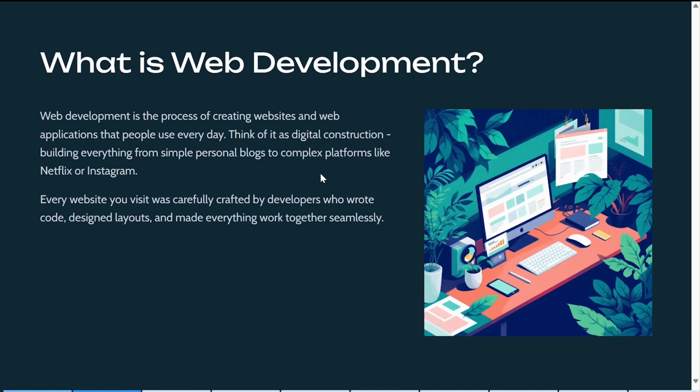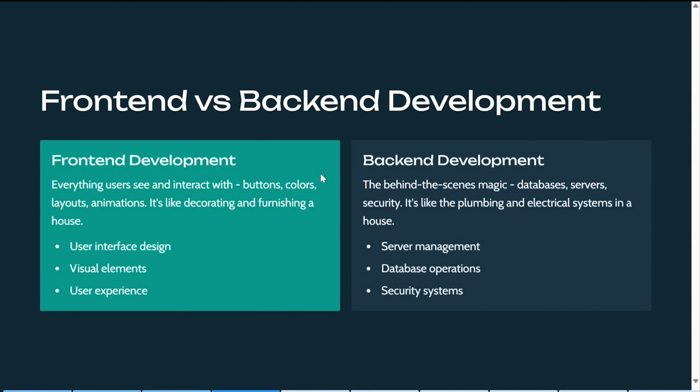So in web development, we are going to learn about HTML, CSS, JavaScript, and front end, back end, and all those things. And we're going to learn how to create websites. All right, now there are two parts of web development. One is front end, and the other one is back end. So front end is everything you can see: the buttons, colors, and layouts on the website. This is called front end, like the user interface, visual elements, and the user experience.